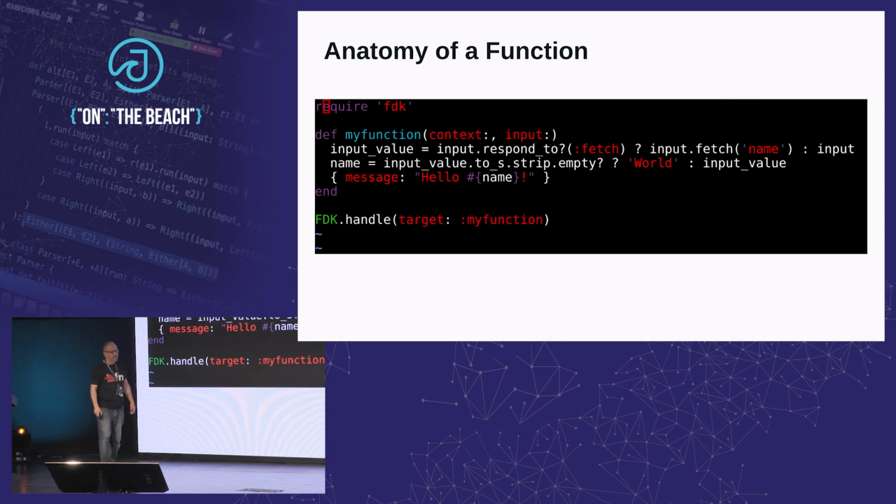So here is hello world in Ruby for Fn. The first thing we do is require the FDK. That's the function development kit. I'll talk more about that in a sec. And then we have our function here. It takes two arguments, context and input. Context is kind of metadata about the invocation. The input's actually the payload. In this case, we check and see if we've been given a name and say hello name if we have, and if not, we say hello world. And then the FDK's handle method is called to execute that function.